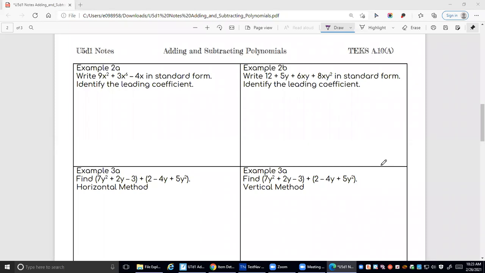All right, guys, so we're going to go ahead and just wrap up today with example 2A and 2B. So last two, yay, we're in the tail end. And we're going to apply all of our brand new knowledge, our new math words, to actual problems. So example 2A, we want to write 9x squared plus 3x to the 6th power minus 4x in standard form and identify the leading coefficient.